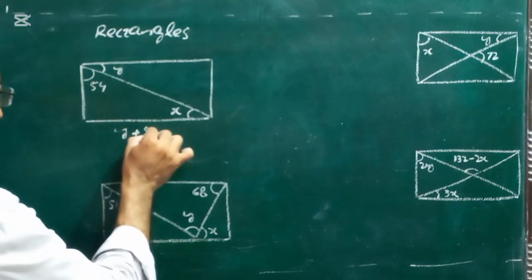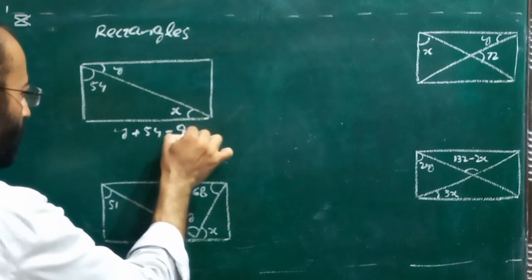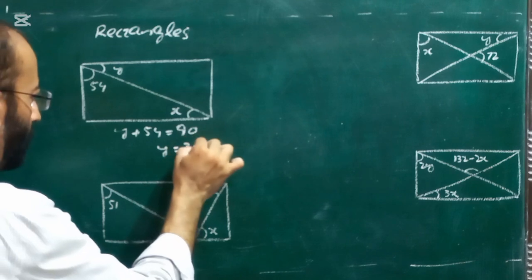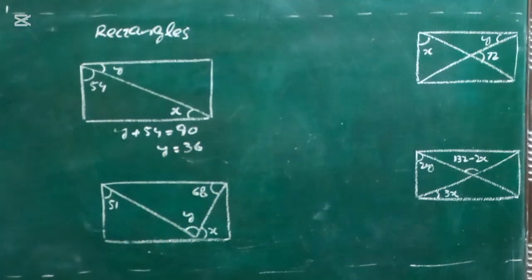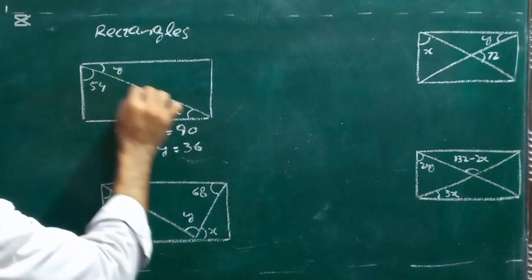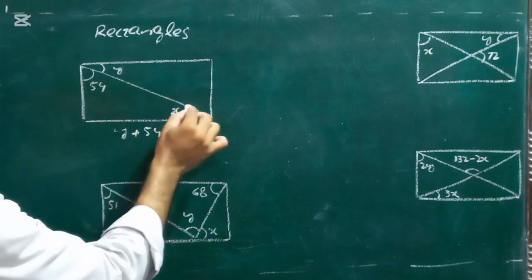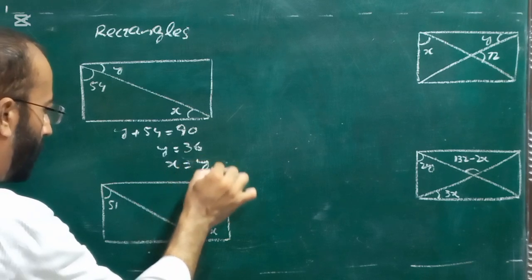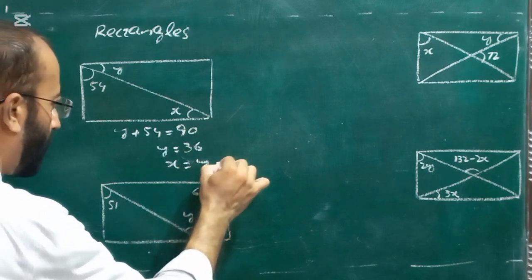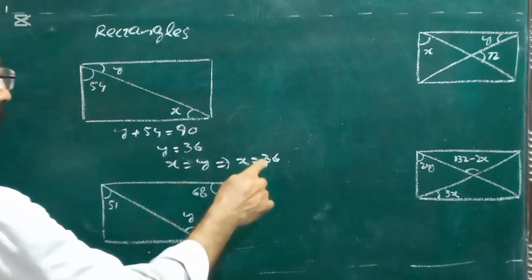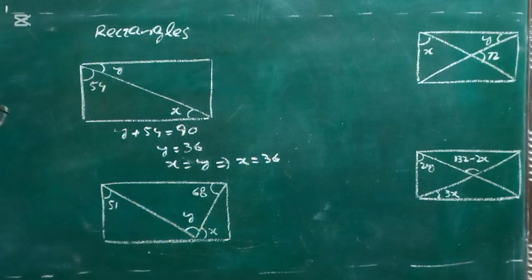So y plus 54 is equal to 90 degrees, and from here this will be equal to 36. So y is equal to 36. Okay, and because in a rectangle opposite sides are parallel, this is the transversal line. So it means y will be equal to x because of the alternate angles. So from here x is equal to 36 as well. So x and y both have the value of 36.